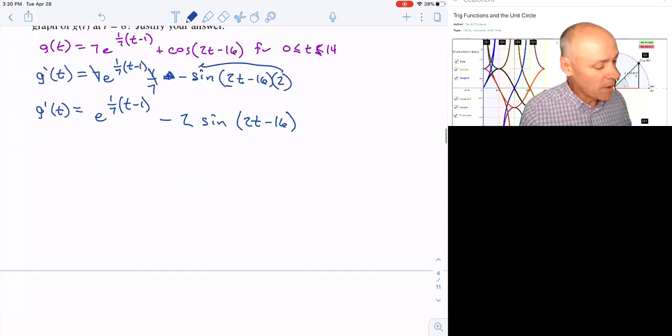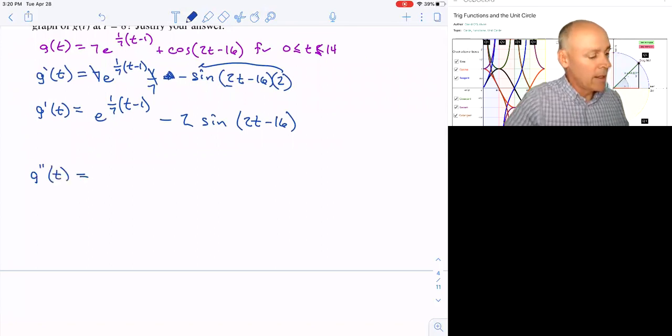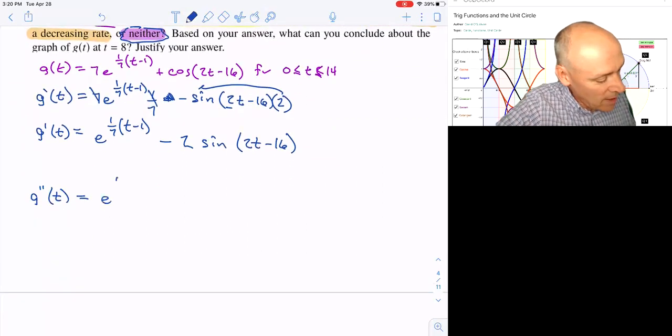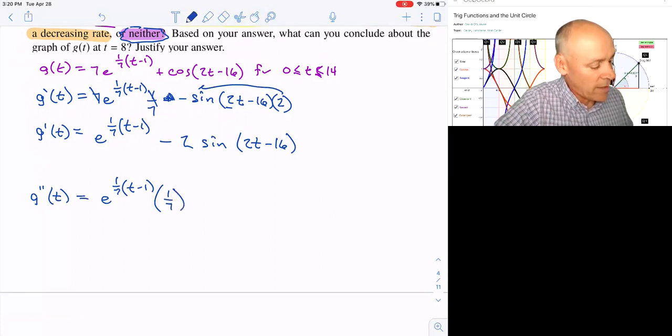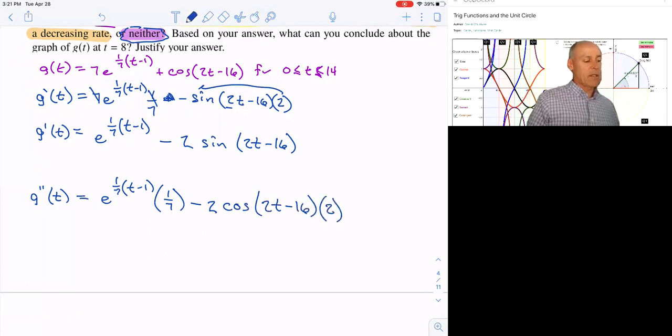Sweet. Okay, now, second derivative, I'm taking the derivative of that. Golly gee, this is going to be really just this again, e to the 1/7 t minus 1 to the exponent, times the derivative of the inside function, which is the exponent, 1/7, minus, well, this is just going to be 2, the derivative of sine is going to be cosine. We're back to cosine again. So yeah, we're kind of oscillating back and forth. And then times, again, the derivative of the inside function, times 2.